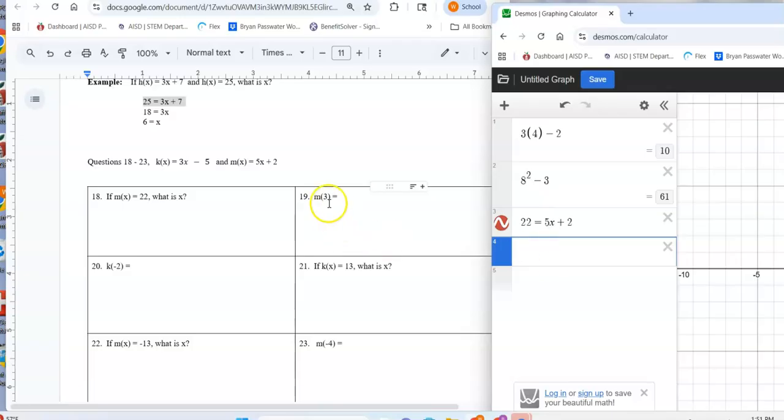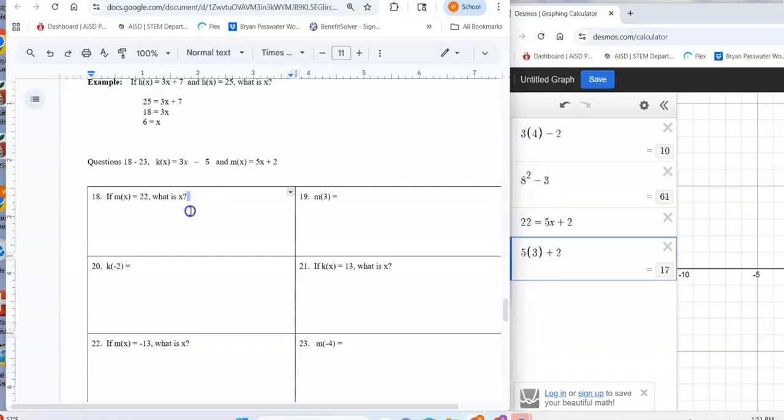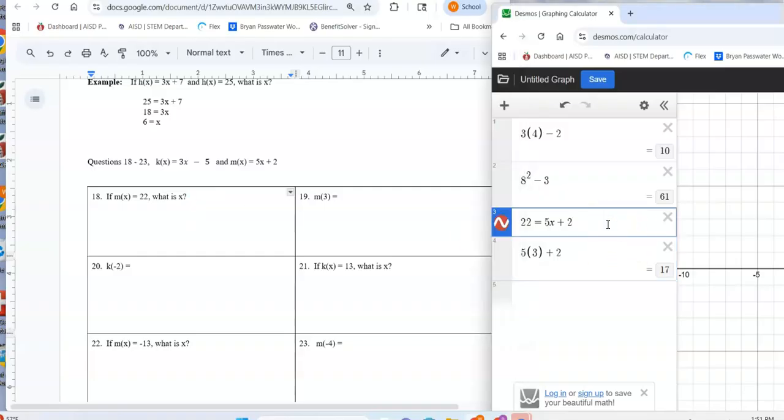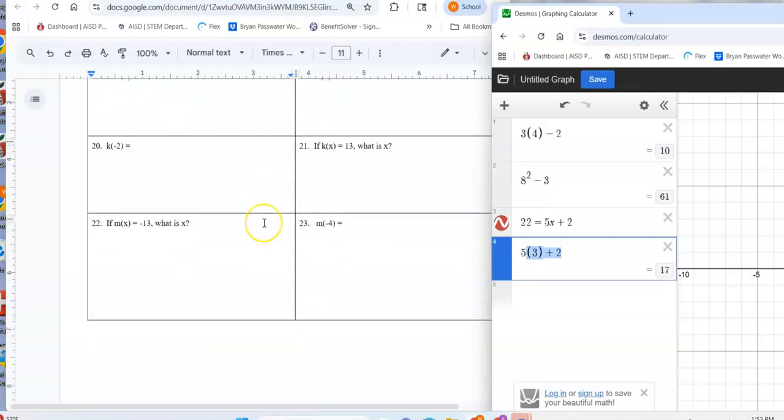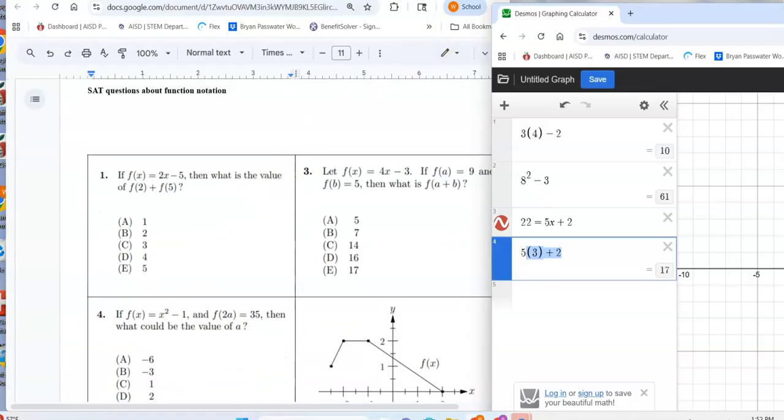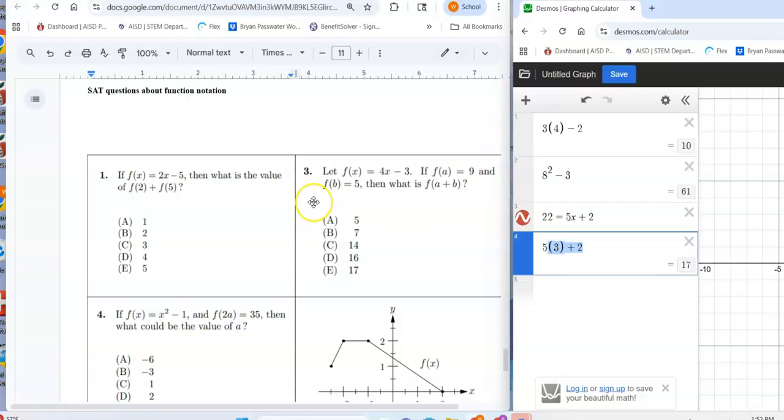And then it says m of 3. What is m of 3? Well, m of 3 would mean I make the x 3 and the answer is 17. So for number 18, the answer is 4 because you solve for x in this problem. For number 19, the answer is 17 because you're plugging in x is 3. So notice these are really two very different problems, but you're using the same data, just very differently. That's how this works. And the last page is SAT problems about this stuff. They're actually a lot harder than what I'm doing right now, but it's using it.